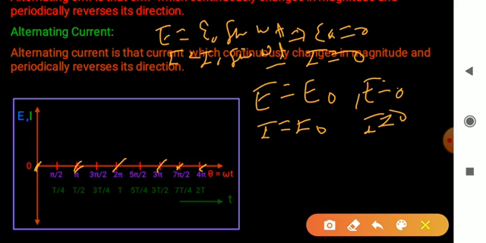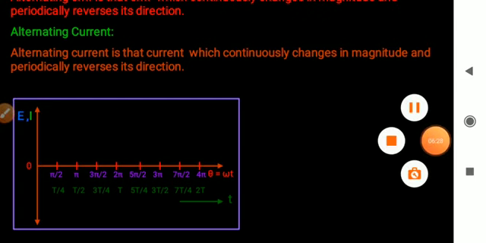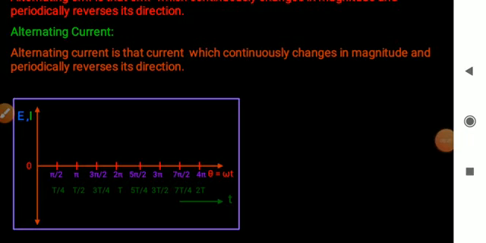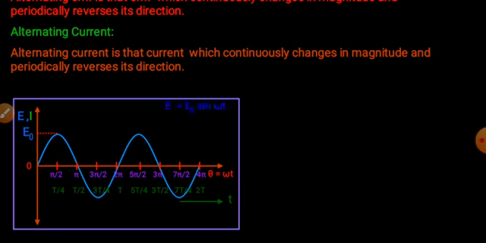Okay, so let's draw the graph between E and I. For this we have the graph given by, this is the graph for E equal to E naught sin omega t. Now the graph for I, we have I equal to I naught sin omega t. So this graph is clear to you.